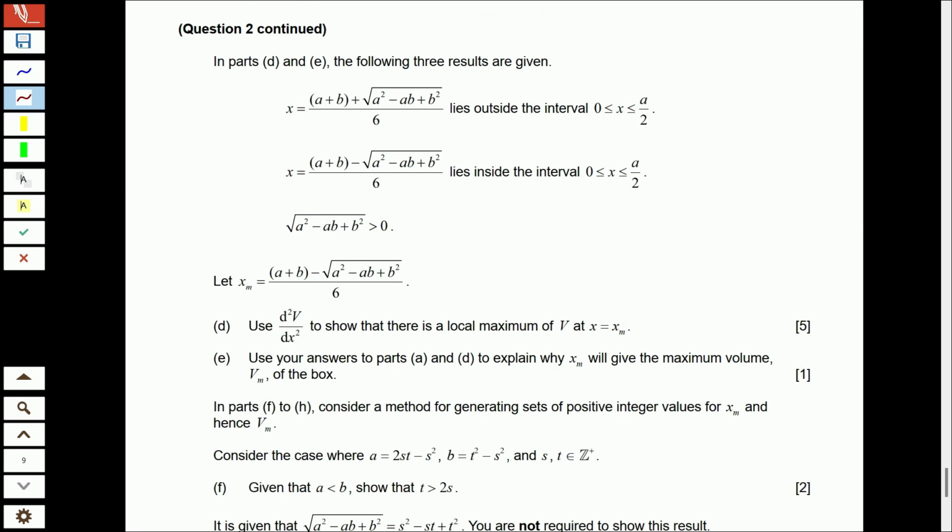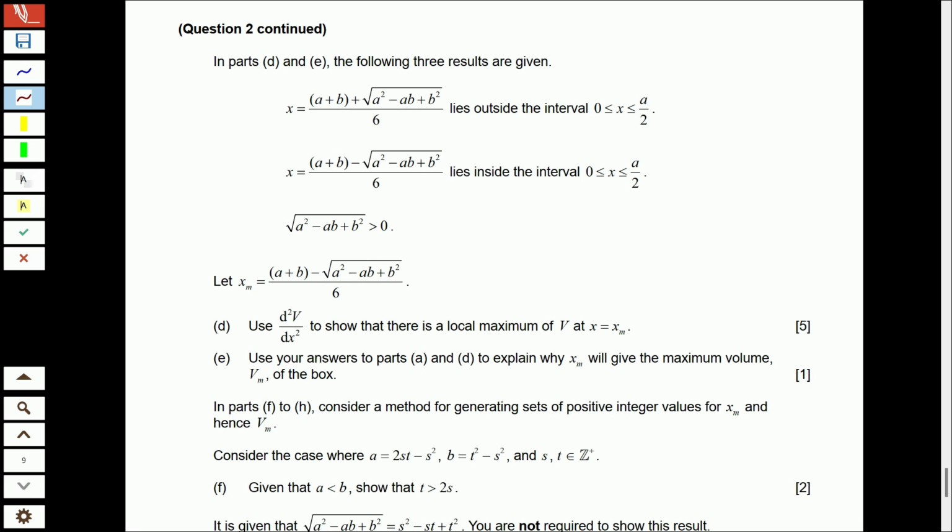Yes. The next question is, in part D and A, the following three results are given. The first x lies outside the interval between x0 and a over 2, and the other x lies inside the interval. The square root of a squared minus ab plus b squared is greater than 0. Let x sub m equal (a plus b minus the square root of a squared minus ab plus b squared) divided by 6. Use the second derivative of v in terms of x to show that there is a local maximum of v at x equals x sub m.